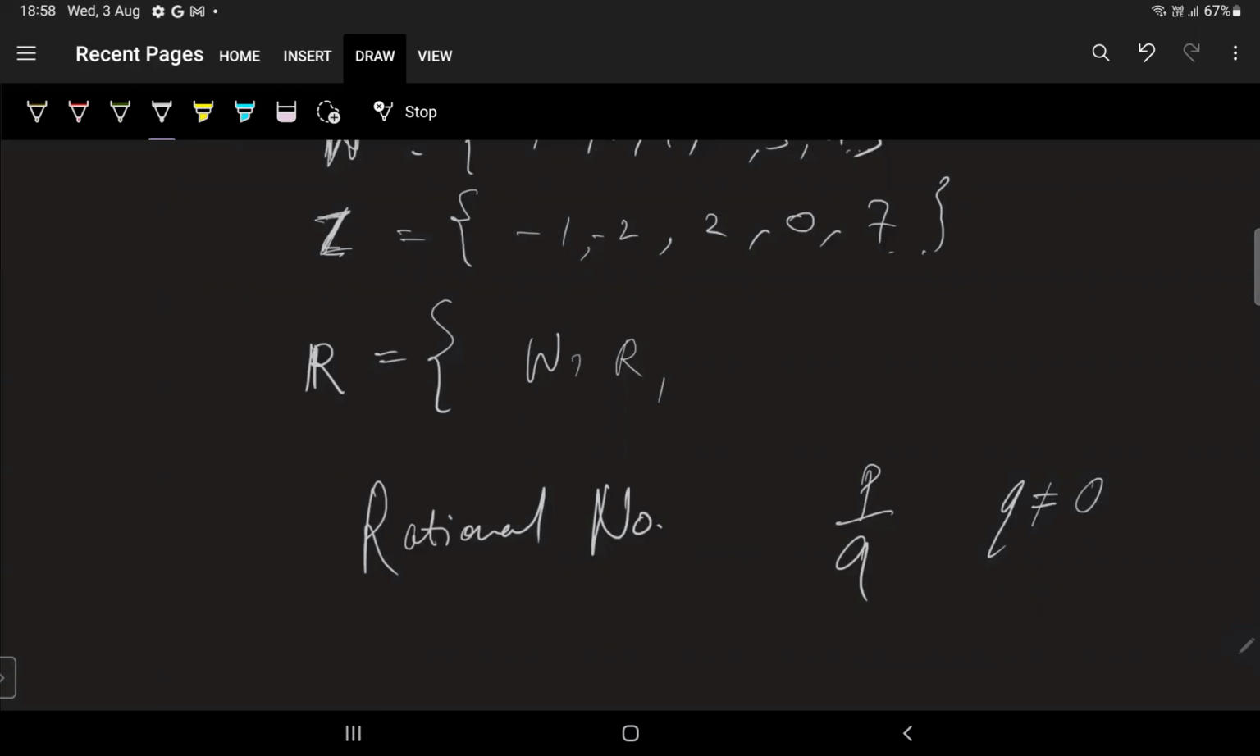Same goes with functions also. When we are writing P of x upon Q of x, that means Q of x should not be equal to 0. That's how we find the domain. Okay. So rational number is that which is written as P by Q.